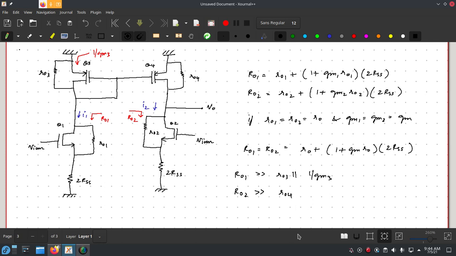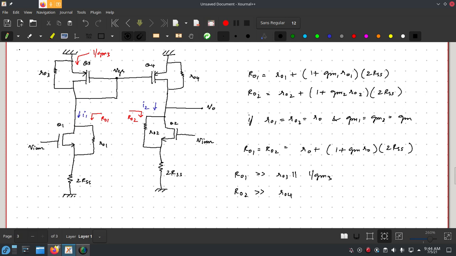Right, by looking at the expressions only you can tell that the impedance seen downwards will be more than the impedance seen upwards, right? That way you can put it. Now what is this VGS3? I have to find out this value now.